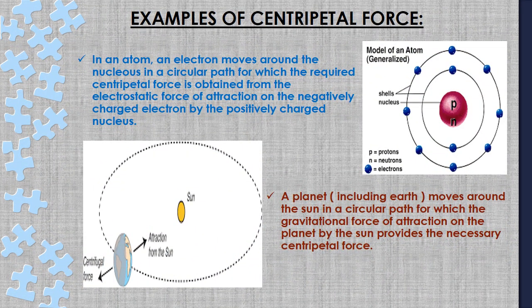Here are some examples of centripetal force. For example number 1, in an atom, an electron moves around the nucleus in a circular path, for which the required centripetal force is obtained from the electrostatic force of attraction on the negatively charged electron by the positively charged nucleus. See in the diagram, this nucleus contains protons and neutrons.